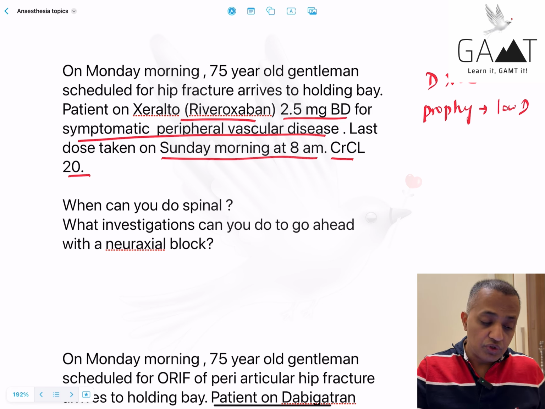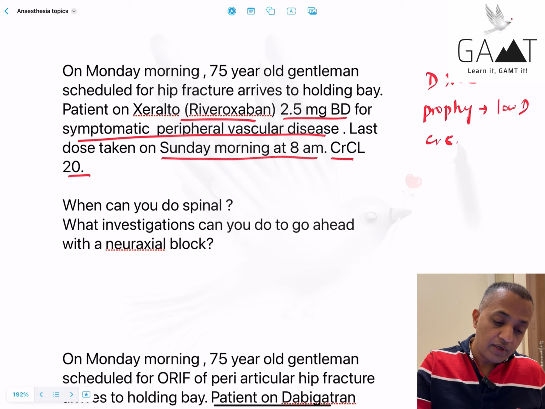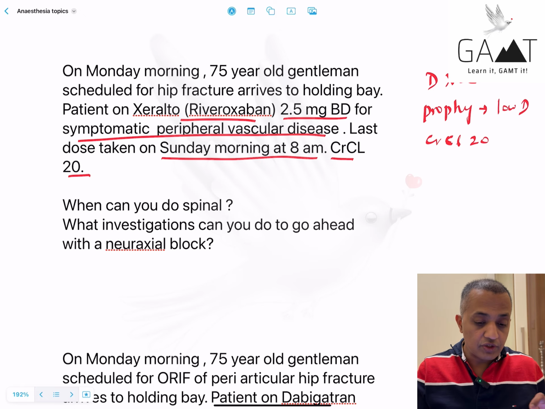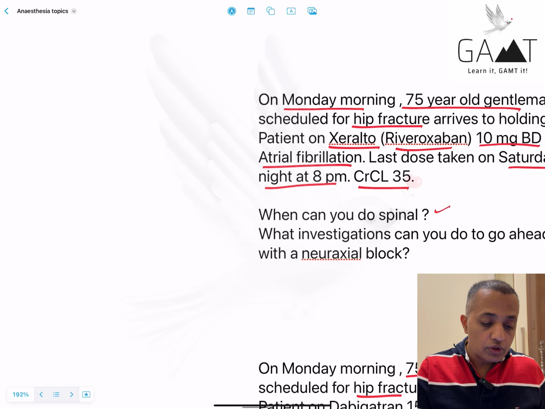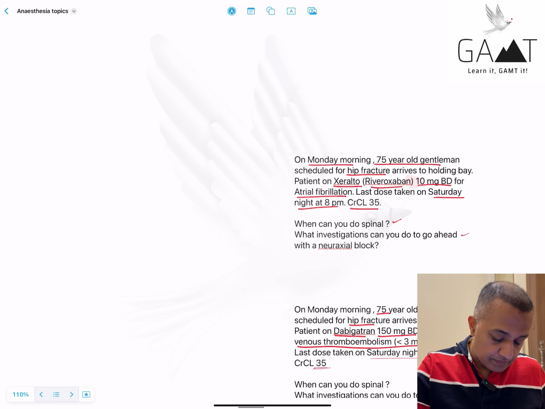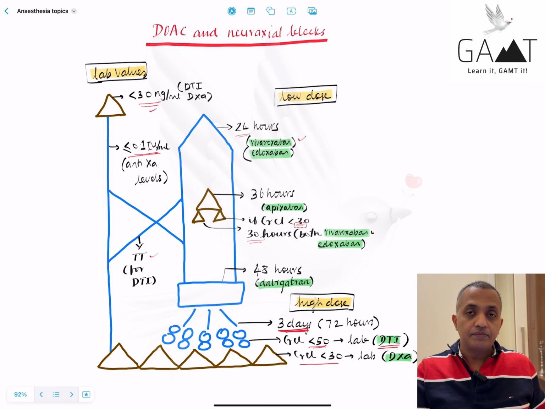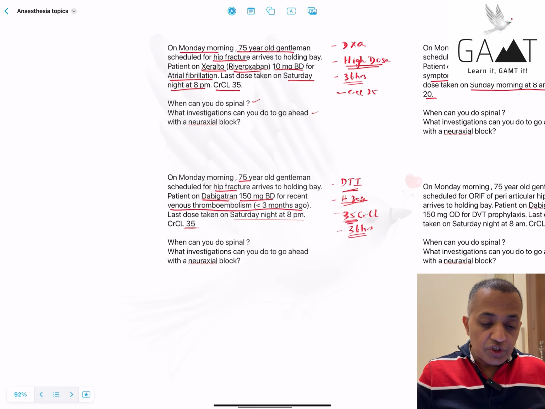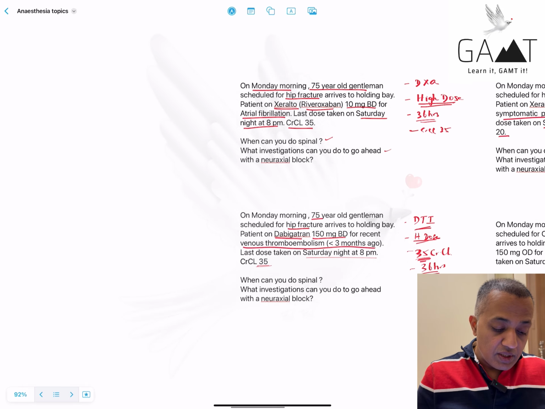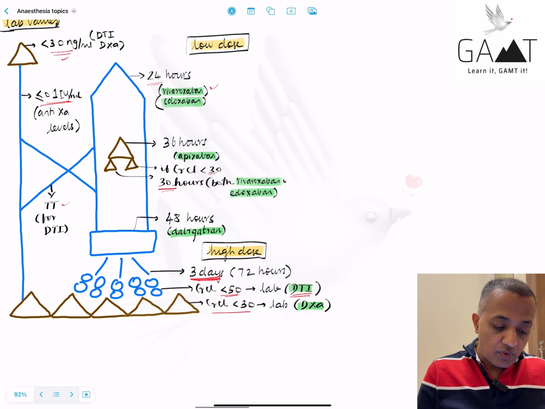Then you go back, and what's the creatinine clearance? Creatinine clearance is a bit low. Creatinine clearance is 20. Let's go back. So low dose and rivaroxaban. Low dose and rivaroxaban is 24 hours, unless the creatinine clearance is less than 30, then it's 30 hours for rivaroxaban and edoxaban. This patient's creatinine clearance is 20, which means it needs to be 30 hours.